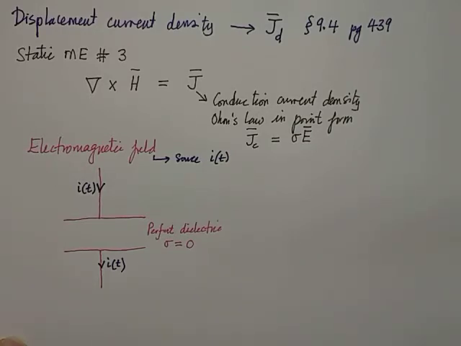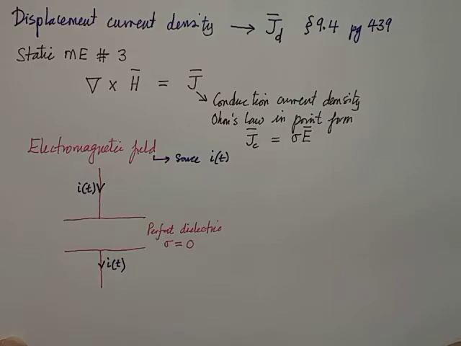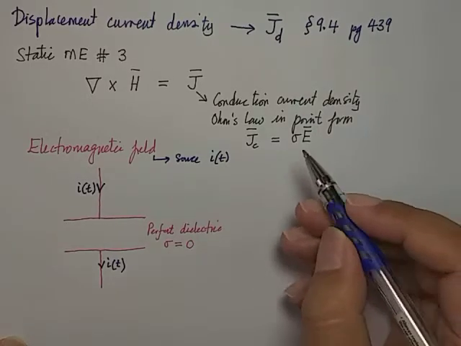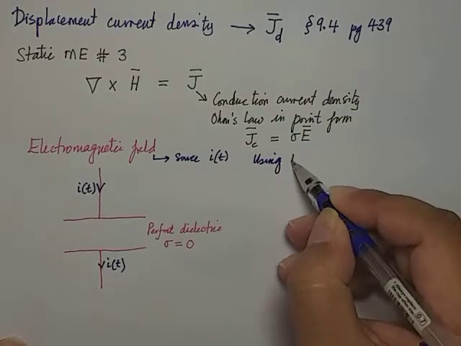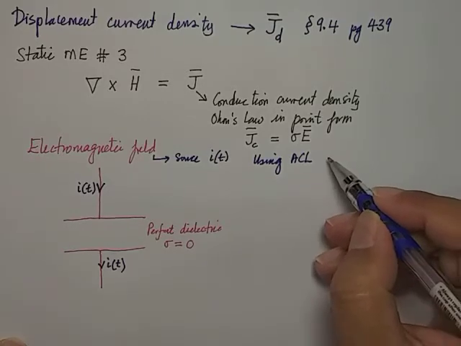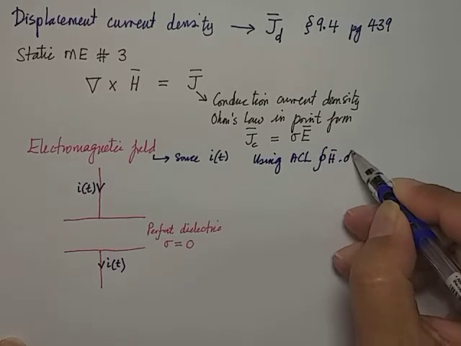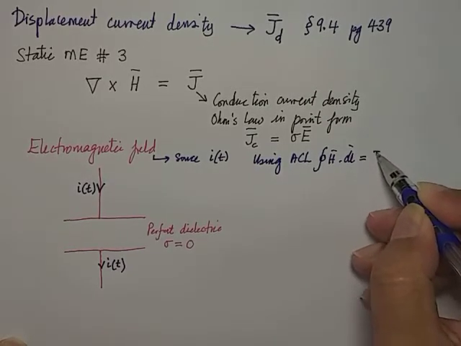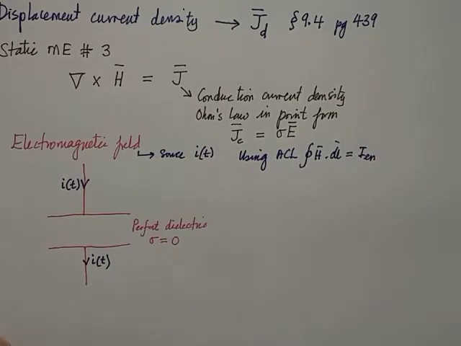So what happened now, if I want to test this equation based on this model, I have to adopt what we call Ampere's circuit law. So we use Ampere's circuit law in this discussion. What Ampere's circuit law said, H dot dl must be equal to I enclosed. Okay, so therefore, let's use that model now.